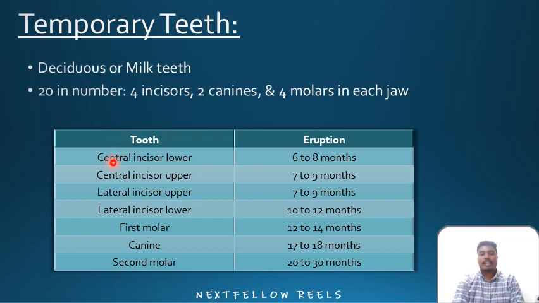The central incisor in the lower jaw erupts at the age of 6 to 8 months, and the central incisor in the upper jaw erupts at the age of 7 to 9 months. Likewise, the lateral incisor in the upper jaw erupts at 7 to 9 months, and the lateral incisor in the lower jaw appears at 10 to 12 months. Then the first molar appears at 12 to 14 months, the canine at 17 to 18 months, and the second molar at 20 to 30 months. Don't get confused, because I have made a trick to remember that easily, which we will see in the next slide.